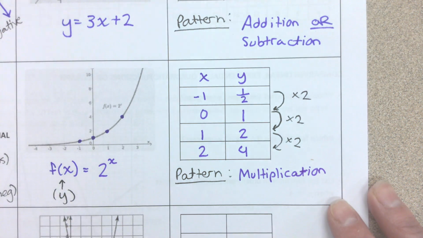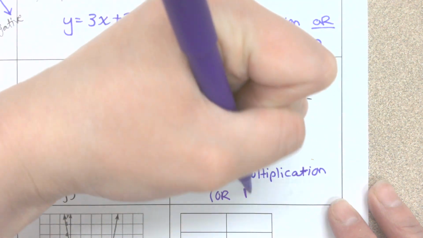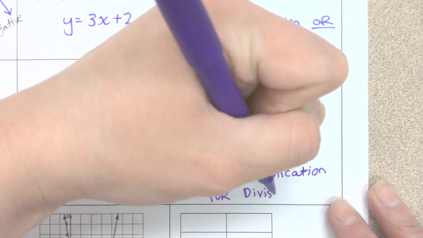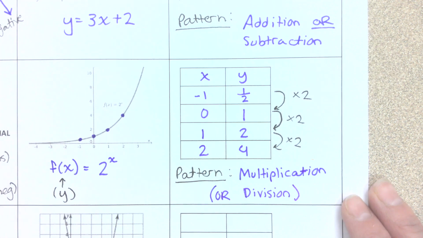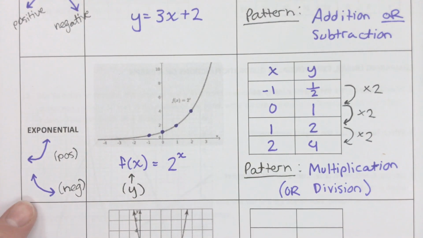To cover my bases, or division, those two do go hand in hand. I don't anticipate that we will throw a division problem at you. Those are a little harder to tell, but just put it on your radar. If it's dividing, it's still exponential. That would be the negative version of it.